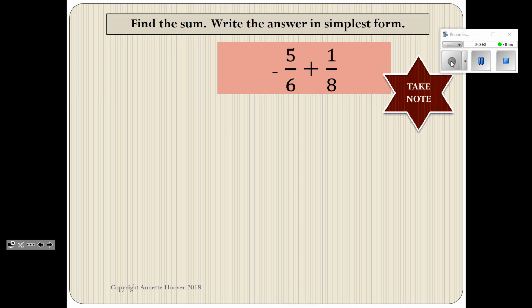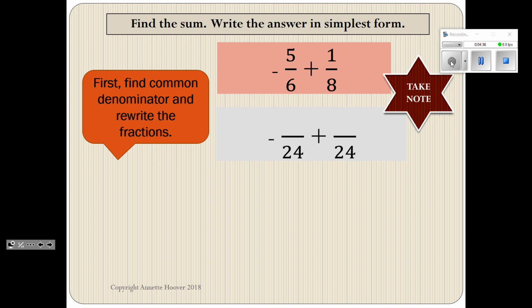Now, they're going to get a little more complicated when one of them is positive and one of them is negative. So here we have a negative 5/6. So this negative sign, just think of this as a negative 5. Move it up there. So we have a negative 5 and a positive 1. But we do not have a common denominator. If I were to start counting by 6, 6, 12, 18, 24. If I were to count by 8s, 8, 16, 24. So here's the least common multiple that they have in common. So my common denominator is going to be 24.